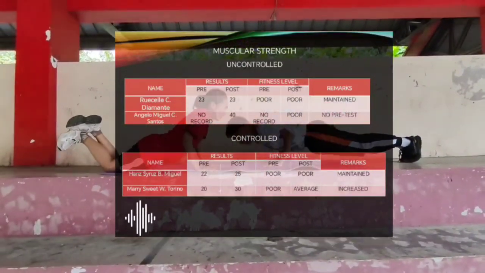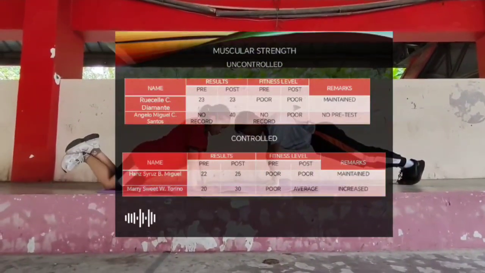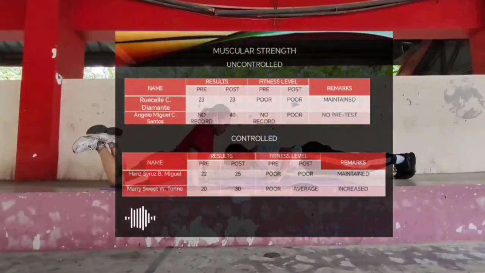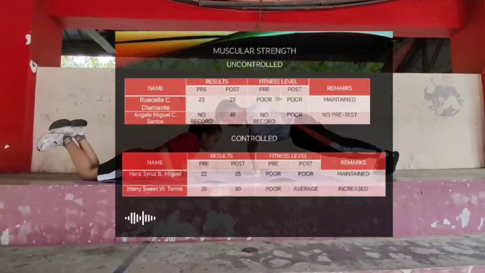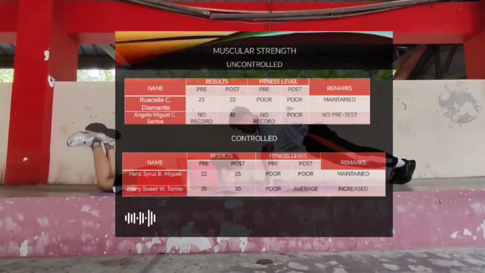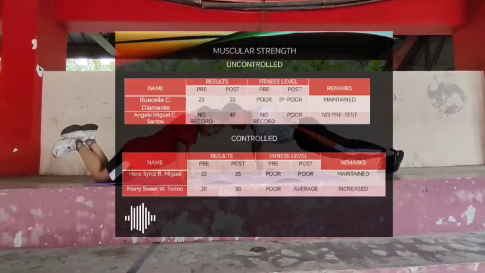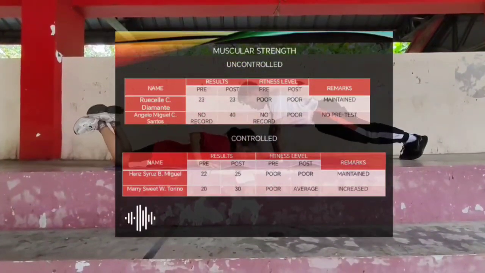So the next is Marisa Torino. Her result in pre-test is 20 repetitions in push-up and her fitness level is poor. In her post-test result, she has 30 repetitions in push-up and her fitness level is average. So her remarks has increased. The reason why her remark has increased is because of the training in gym, which mostly consists of resistance training.